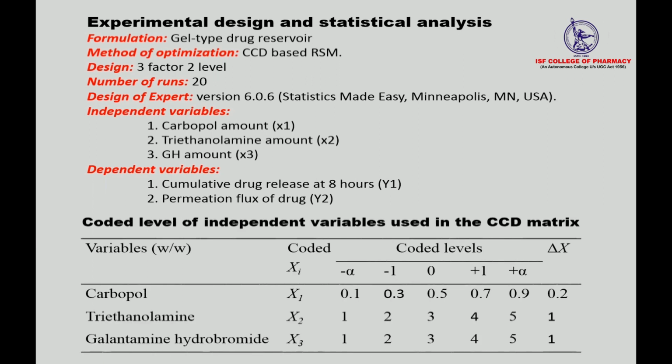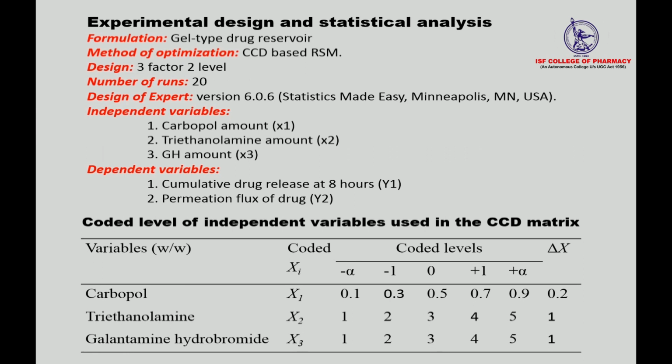Further, we'll see the coded levels of the independent variables used in this study. The carbopol concentration was used from 0.3% weight by weight to 0.7% weight by weight with mid value 0.5% weight by weight. The triethanolamine amount was used from 2% weight by weight to 4% weight by weight with mid value 3% weight by weight, and galantamine hydrobromide amount was used from 2% to 4% with mid value 3% weight by weight.